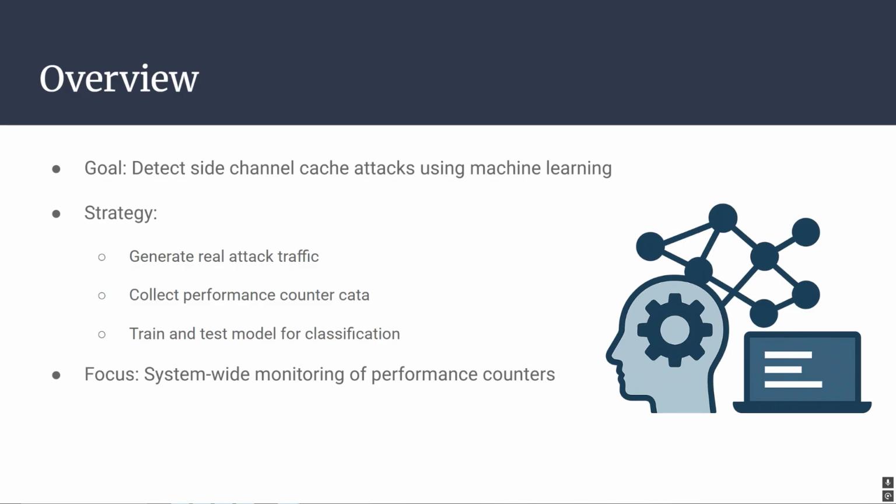First, we generate real attack traffic by executing actual implementations of these attacks. Second, we collect the performance counter data using the perf tool. And third, we use this data to train a machine learning model that can distinguish between malicious and benign behavior. A key point is that we're doing system-wide monitoring. We're not monitoring an attacker or a victim process directly. Instead, we look at the system as a whole, and this makes our approach more general and realistic.